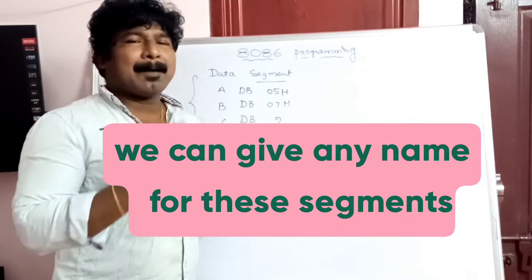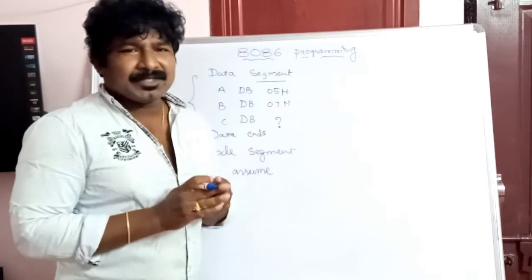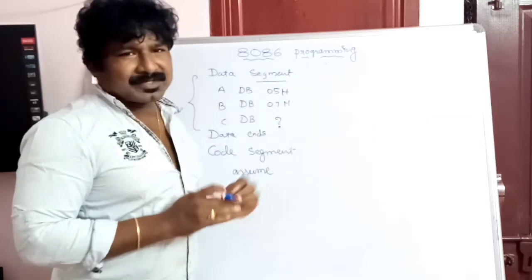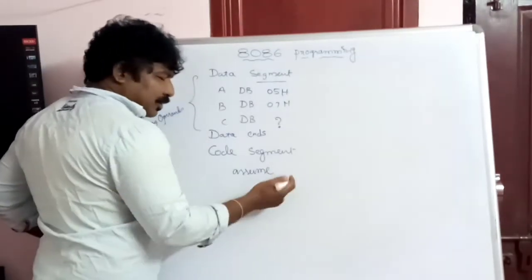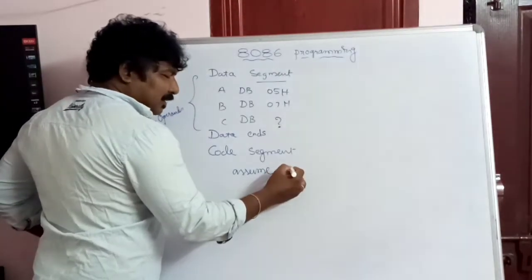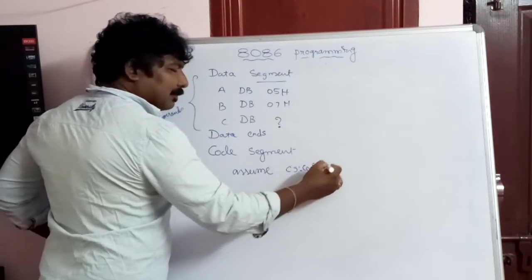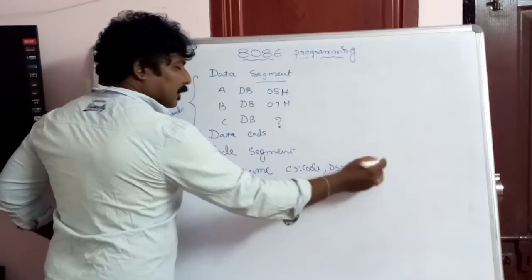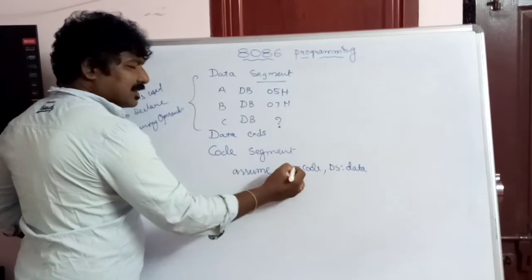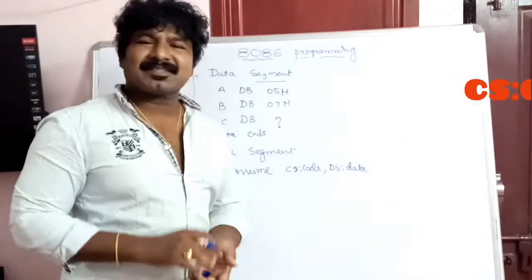So it is mandatory that you specify the names that you have given to the data segment and code segment. In this case the assume command can be written as assume, followed by a space, CS colon code, comma, DS colon data. So what are these two things, CS and DS? CS is the code segment register, DS is the data segment register.